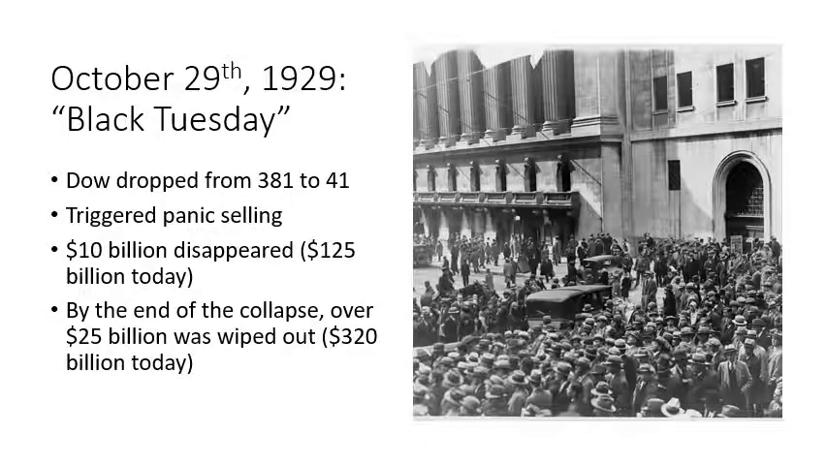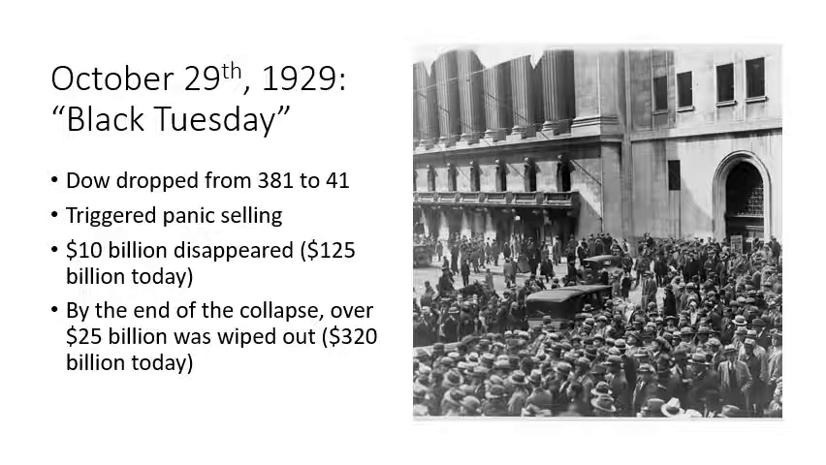All of this comes to a culmination on October 29th, 1929, on a date that is now known as Black Tuesday. During this day, the Dow Jones Industrial Average dropped from 381 points to 41 in the day. So you see how much value it loses there. This triggered a panic in selling. So what happens is when these stocks start dropping, people try to sell the stocks they have so they can at least get some money back on their investment. $10 billion disappeared in that day. $125 billion in today's money.